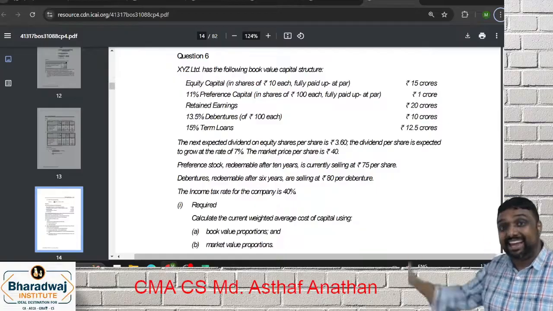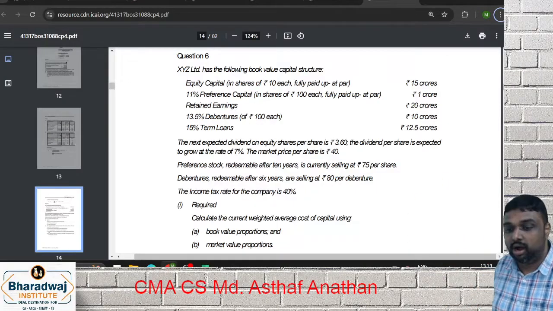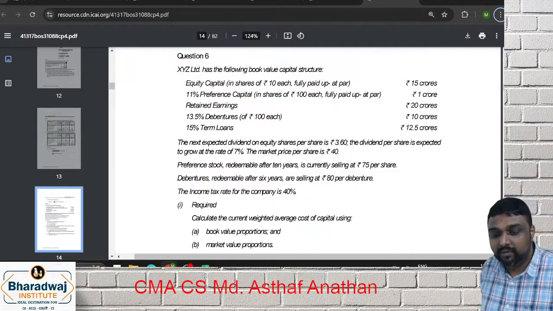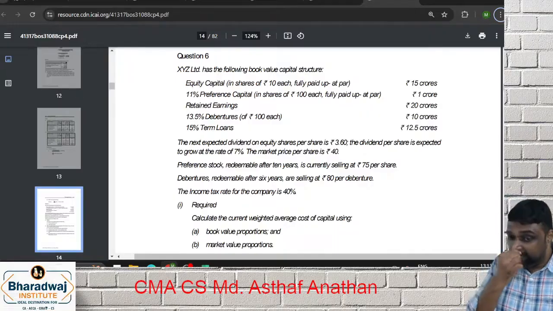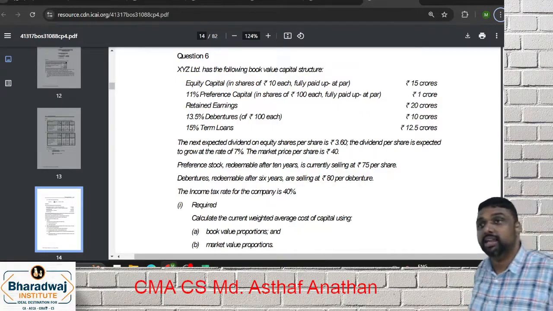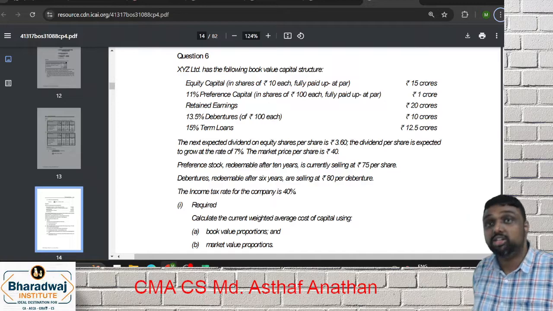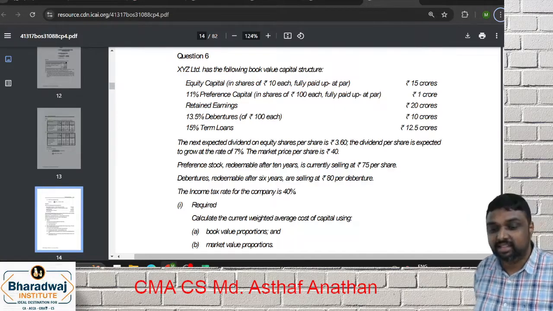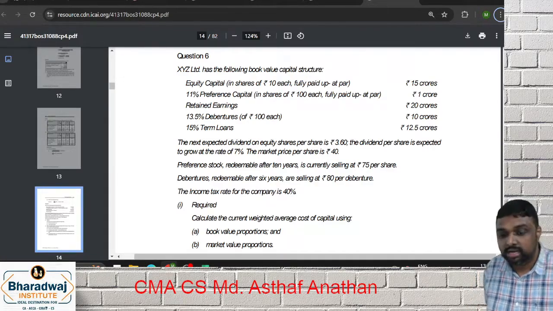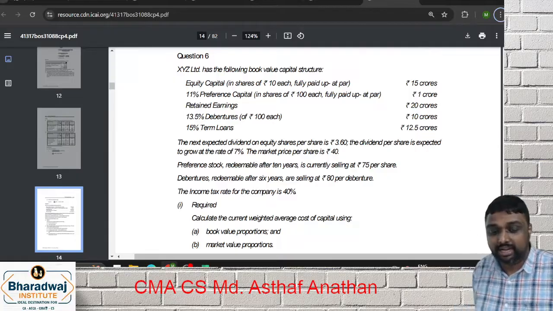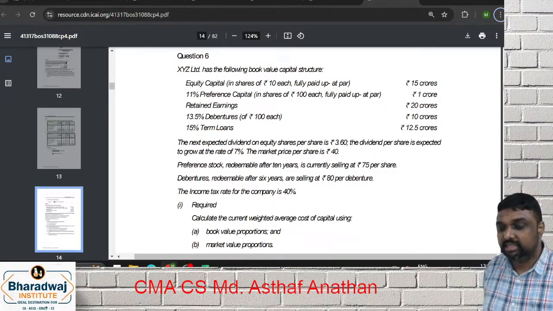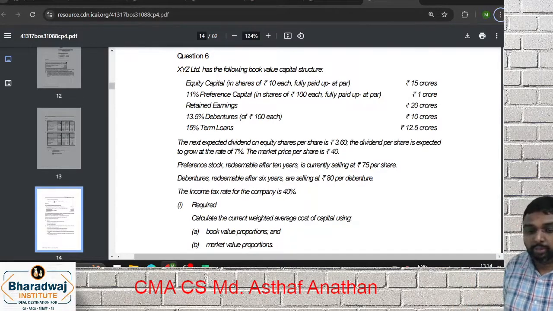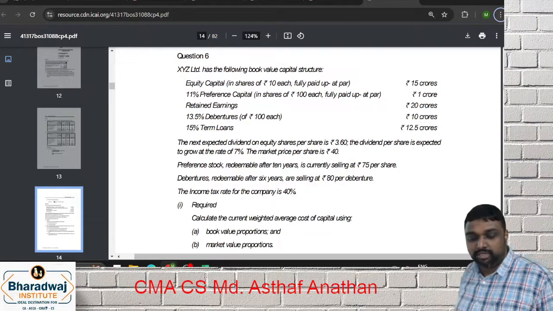The next year expected dividend is 3.68. Dividend per share is expected to grow at 7%. Market price per share is 40. Preferred stock is redeemable after 10 years, currently selling at 75. Debentures are redeemable after 6 years, selling at 80 rupees. Income tax rate is 40%.